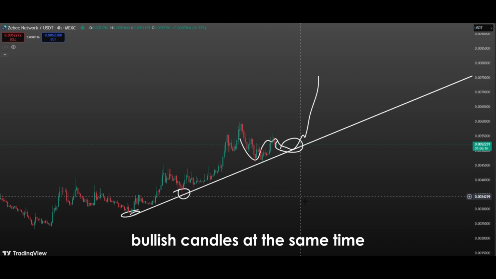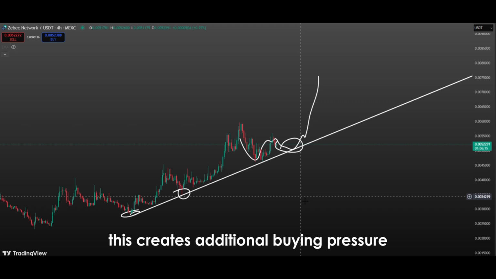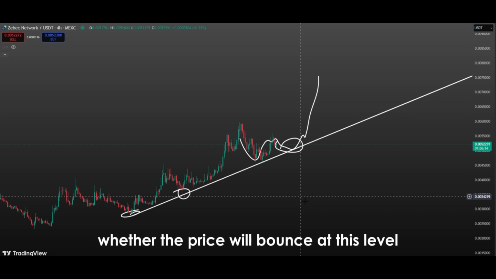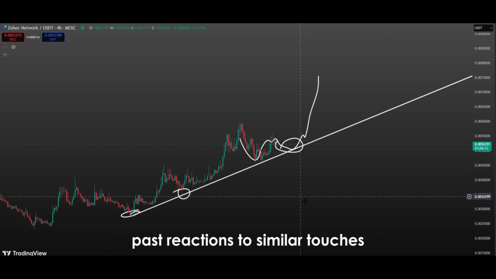At the same time, sellers who are short may be forced to close their positions if the trend line is not broken and price bounces upward. This creates additional buying pressure, helping to push the price even higher. While it cannot be known with certainty whether the price will bounce at this level, past reactions to similar touches suggest a high probability of a bounce.